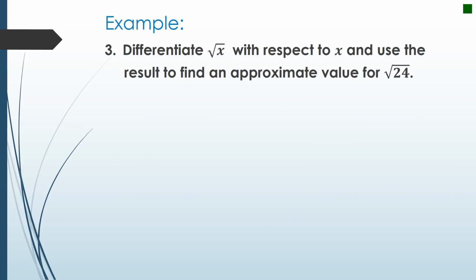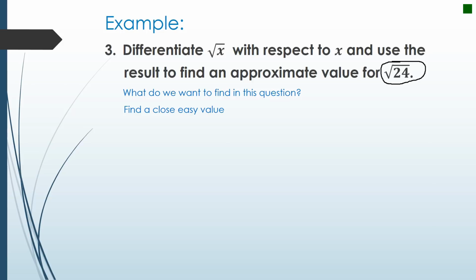In example number 3, we need to differentiate square root of x with respect to x and use the result to find the approximate value for square root 24. So what do we actually need to find now in this question? We are supposed to find the approximate value for square root 24. First of all, we need to find a close easy value. Look at square root 24. The closest easy value is square root 25, because 25 is a perfect square and square root 25 equals 5.